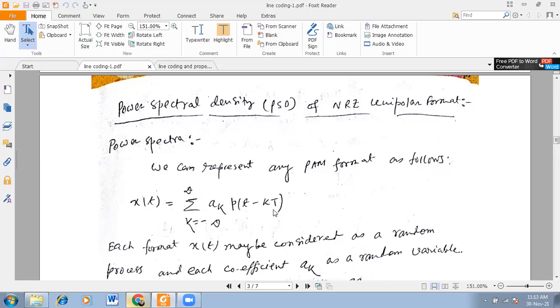Now when the value of k is 1, it will be p of t minus Ts, that means the second pulse. If k is 2, it is p of t minus 2Ts, so that is the third pulse. Similarly on the left side, when k is -1, it will be p of t plus Ts, that means the minus Ts position. In that way you can write all the pulses, and if you sum them, you will get the original signal x(t), which was sampled earlier.